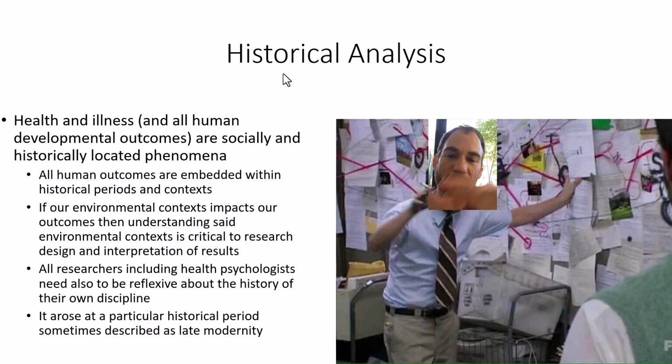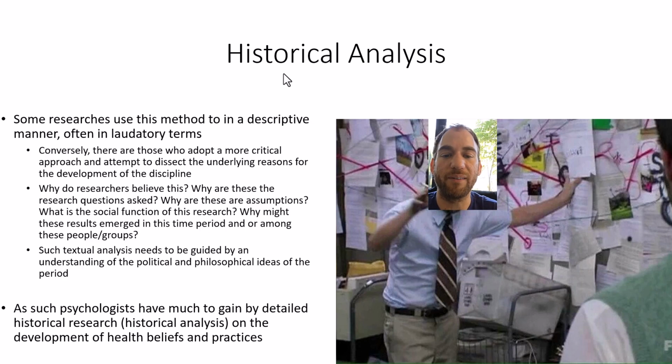So it's also important to keep in mind that our research questions, our research design, our interpretation, the effects of our results are always going to be impacted by these historical and social factors, because all our understandings of health and illness are historically located phenomena. Now, some historical researchers use this method in a descriptive manner, often in laudatory terms. Conversely, there are those who adopt a more critical approach and attempt to dissect the underlying reasons for the development of the discipline. That is, why do researchers believe this?